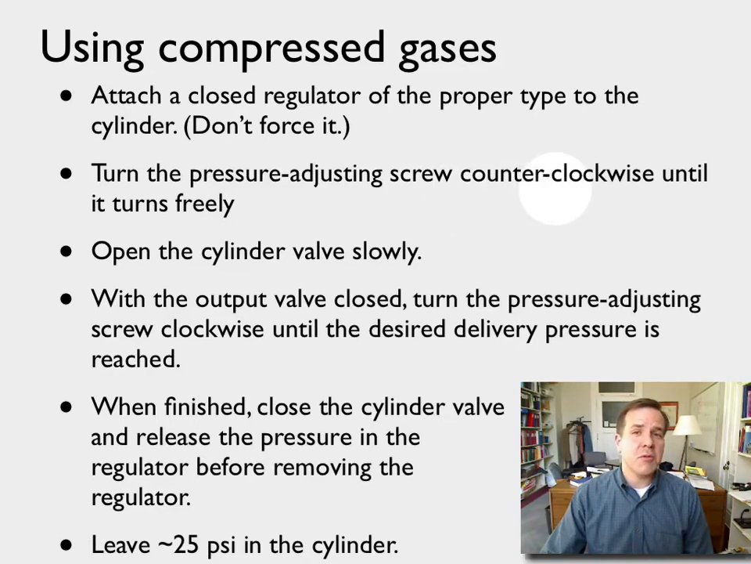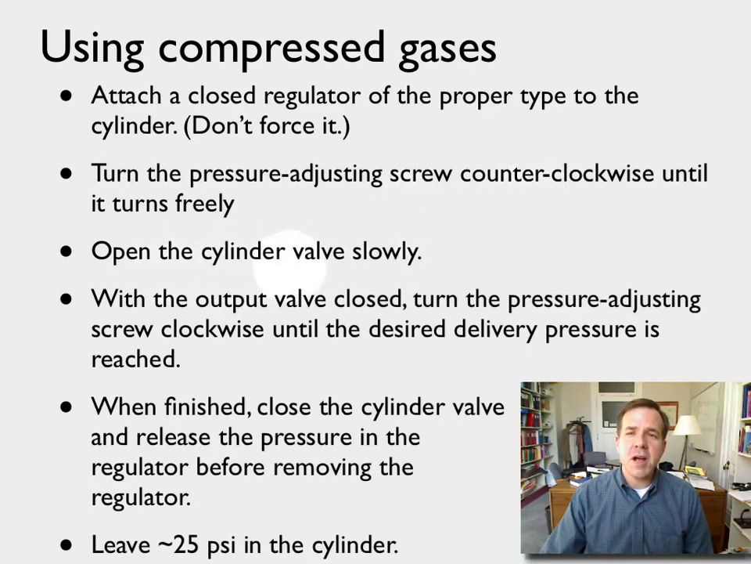And this is perhaps counterintuitive. We're used to valves where we turn them clockwise to close and counterclockwise to open. But the pressure adjusting screw works in exactly the opposite way. If you turn it completely counterclockwise until it spins freely, then the output pressure will be zero. And we'll talk about that again in a second.